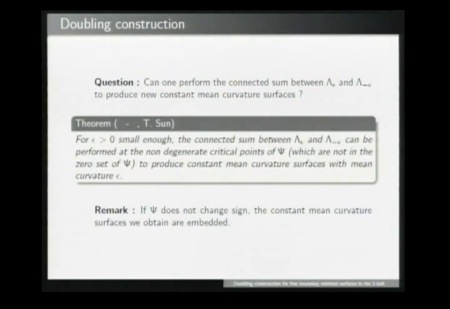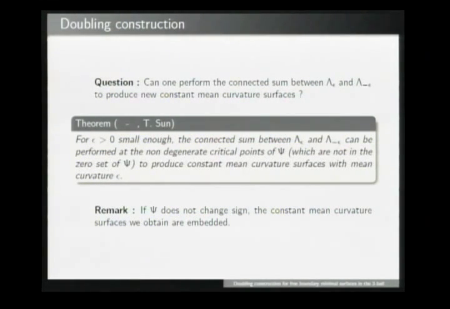Okay, so what is the doubling construction? The doubling construction is the following question. Can you perform a connected sum between two copies, Lambda epsilon and Lambda minus epsilon, to produce new constant mean curvature surfaces? So maybe I should draw a picture here.